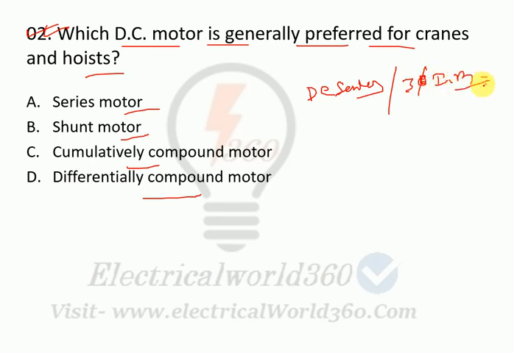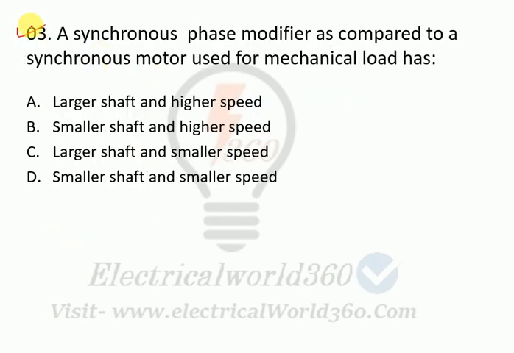Practically, for traction or railway applications, DC series motors are used. In this case, option A is the right answer: DC series motor is generally preferred for cranes and hoists. Okay, so this is question number 3.